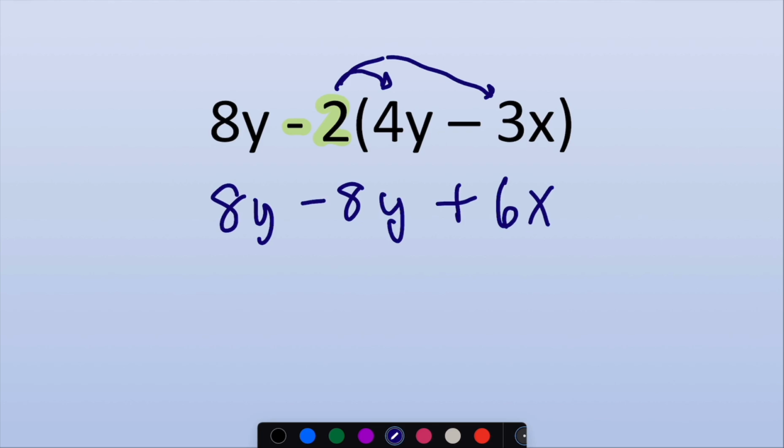Now this time our like terms are these two that we see here. They are exact opposites. You can think of that as 0 y's, but 0 times anything is still 0. So those two cancel each other out perfectly, and our final answer would be 6x.